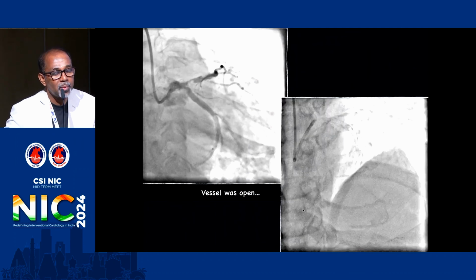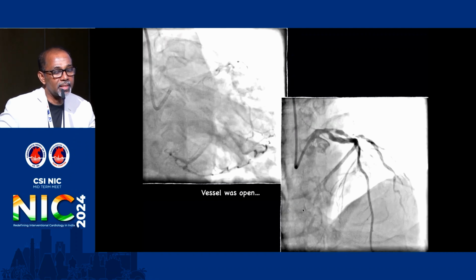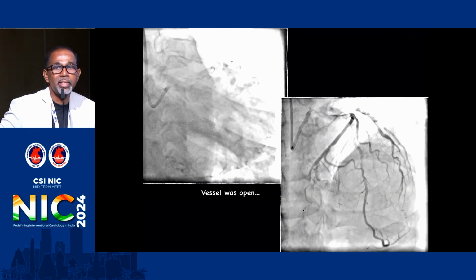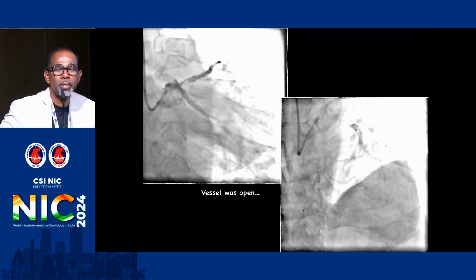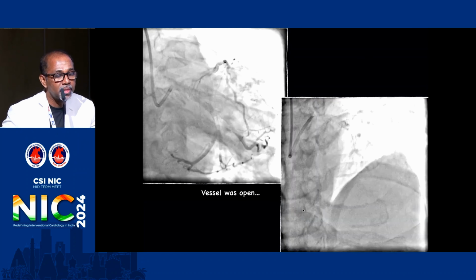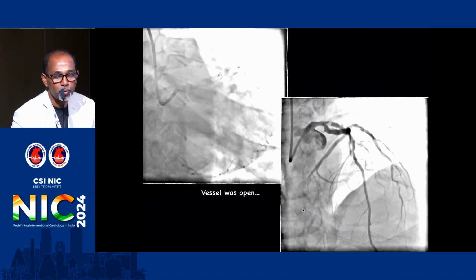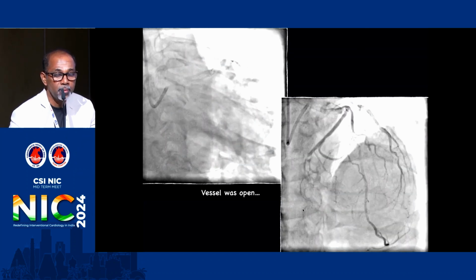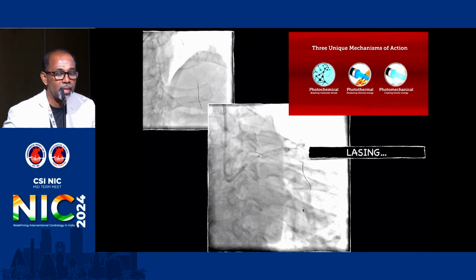So we decided that probably it was a short-looking, uncrossable lesion. We were new with laser, so we thought that we would try doing a laser for this particular patient. You could see in the caudal cranial views that there is a protrusion there. It looks like a nodular protrusion on angiography. So we decided on lasing.